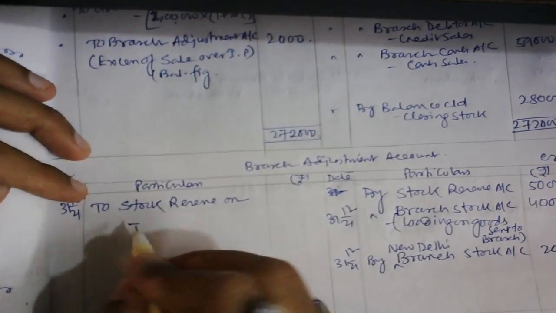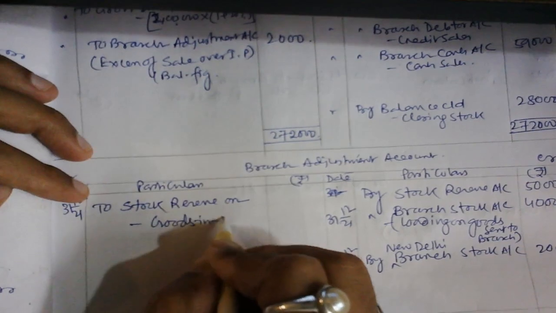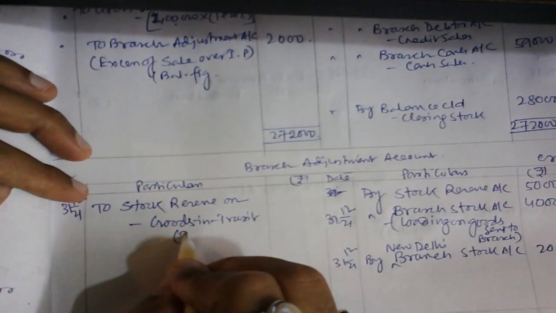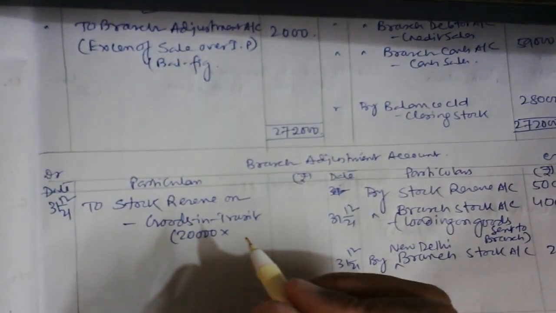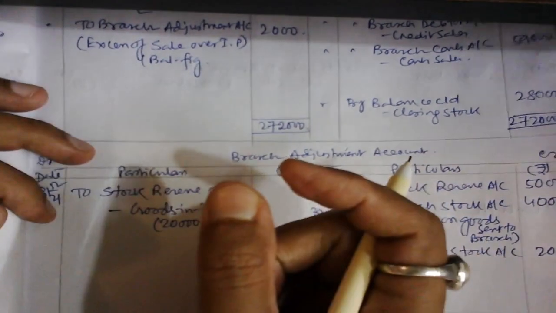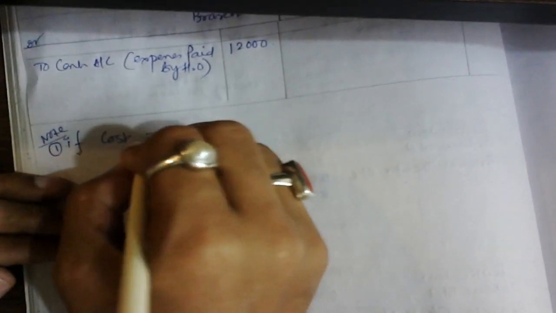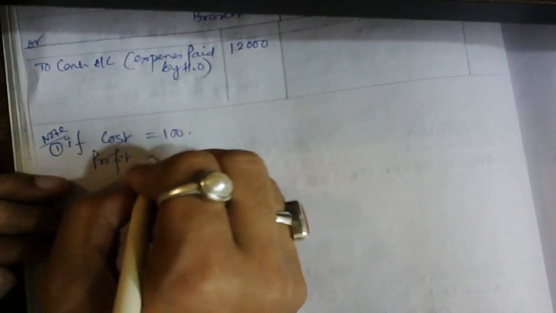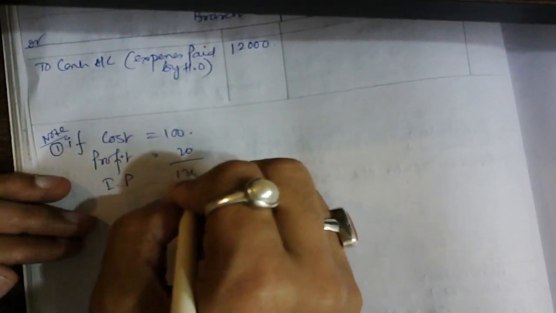See, I made two journal entries directly. One is on stock reserve on the goods in transit. What are the goods in transit? Sir, goods in transit is 20,000. It's at invoice price, remember guys. So sir, what is our invoice price? If our cost is 100, as we discussed in the last-to-last class, when we had already done this invoice cost calculation, if the question specifically says that the profit is on cost, then definitely cost should be 100. So if cost is 100, then profit is 20, so IP is 120, correct?